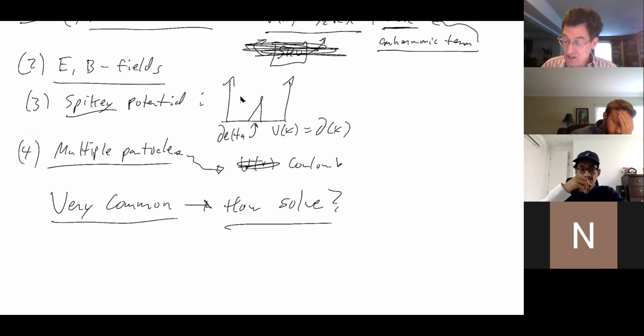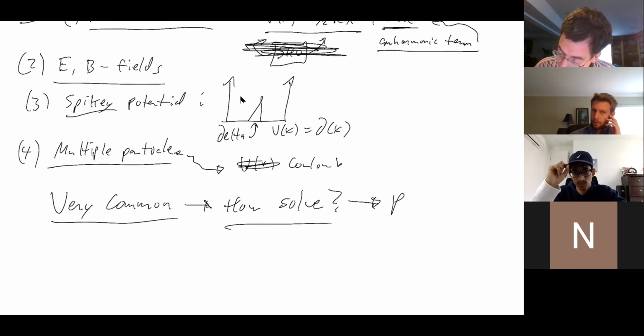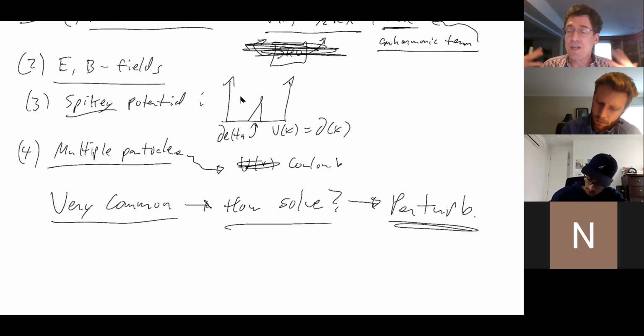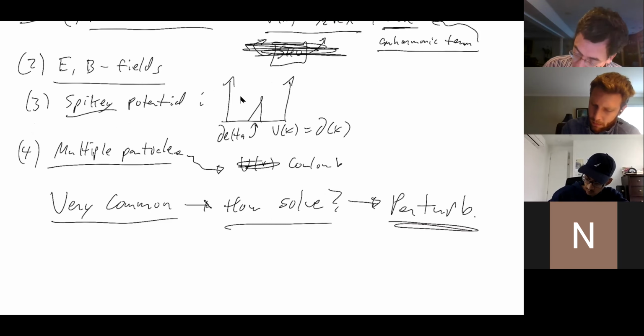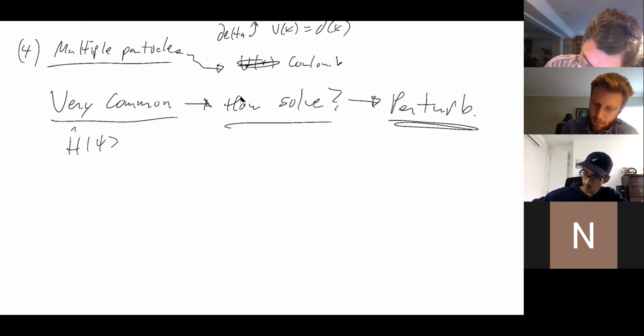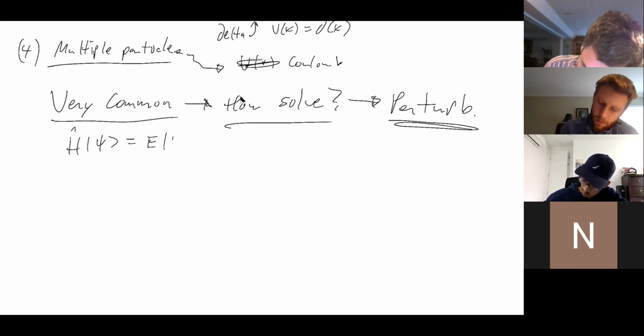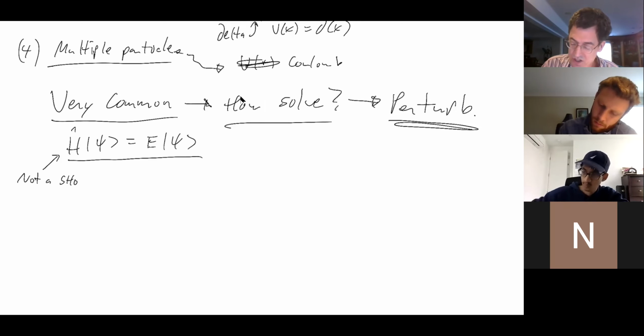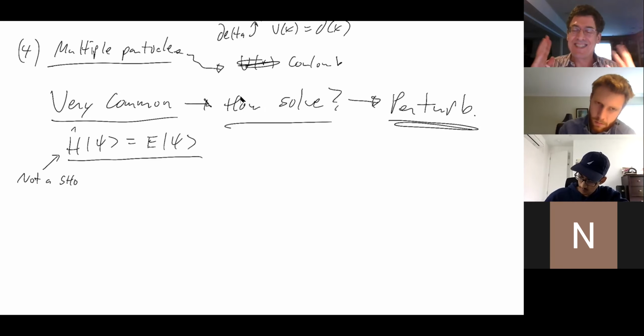And the answer is we use perturbation theory, because you cannot solve many of these problems using just the simple things you learned last semester. It's easy for me to give you some new Hamiltonian and ask you, what are the eigenstates of this new Hamiltonian, where this is not a simple harmonic oscillator? And then I could say, solve this. And then you would say, I don't know how.